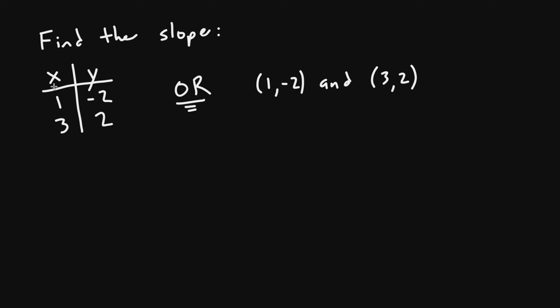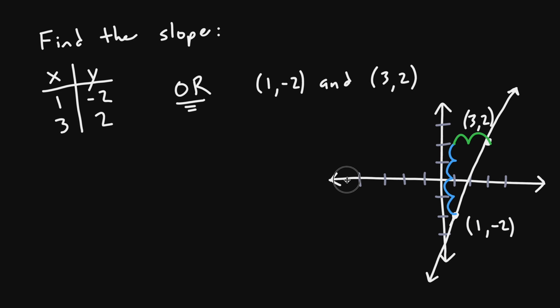Or maybe you're looking at a table, right? These are the same points, 1, -2, 3, 2. I've got these 2 points, and I need to find the slope between them. And really what that means is, hey, if you made a graph, and I'll give you a little sneak peek, this is basically the graph of those 2 points. I've got 1, -2, and 3, 2. And if you want to find the slope, you're looking for rise over run.